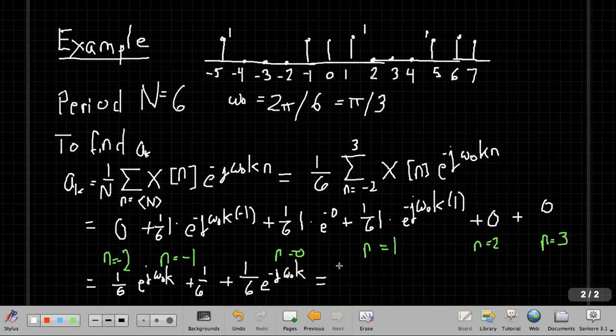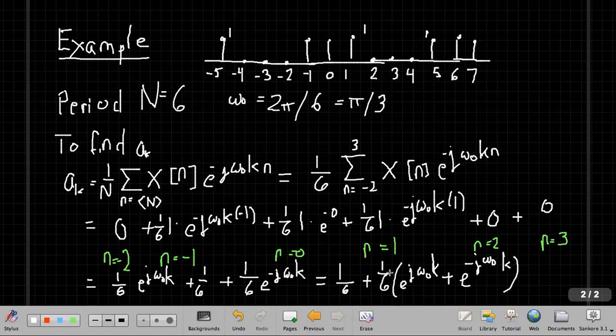I want to put the constant out front, it turns out. Right, and then I'll have plus 1/6 for both of these, both this term and this term. So I can factor that 1/6 out front, and I have e to the j omega naught times k. To make it a little more clear, that's the lowercase k. And then plus e to the minus j omega naught k.